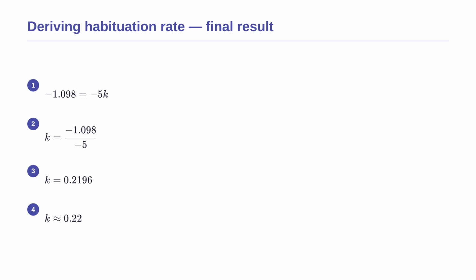We are now at the final stage of our derivation. We have successfully transformed a complex exponential equation into a very simple linear equation. To find the habituation rate constant K, we simply divide the left side, -1.098, by the coefficient on the right side, which is -5. The two negative signs cancel each other out during the division, leaving us with a positive rate constant of approximately 0.22. This positive value quantifies exactly how fast the prairie dogs are learning to ignore the harmless humans. A higher value would mean they learn even faster, which is a highly beneficial trait for conserving energy in a busy environment.